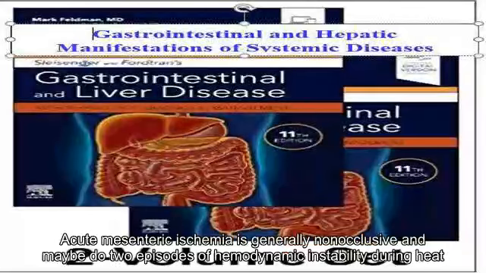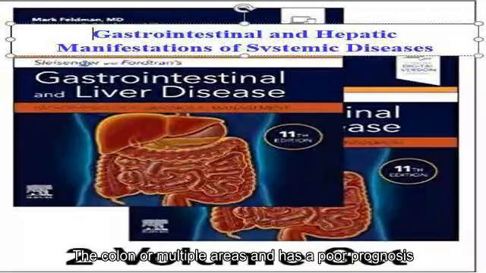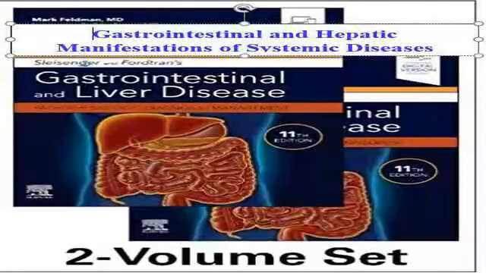Acute mesenteric ischemia is generally non-occlusive and may be due to episodes of hemodynamic instability during hemodialysis. It tends to involve the right side of the colon or multiple areas and has a poor prognosis. Risk factors include NSAID use and aggressive erythropoietin administration.